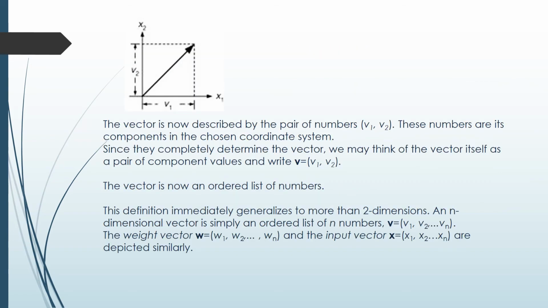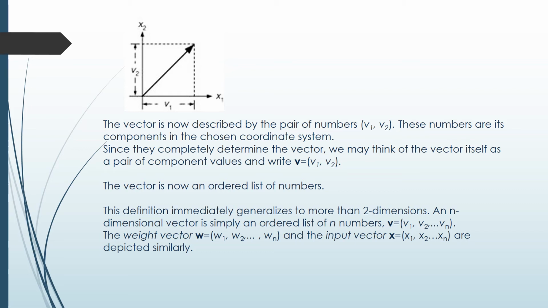This is the figure. And the vector is now described by the pair of numbers v1 and v2. These numbers are its components in the chosen coordinate system. Since they completely determine the vector, we may think of the vector itself as a pair of component values and write v equal to (v1, v2). The vector is now an ordered list of numbers. This definition immediately generalizes to more than two dimensions.